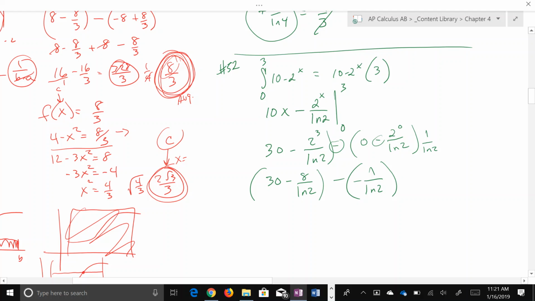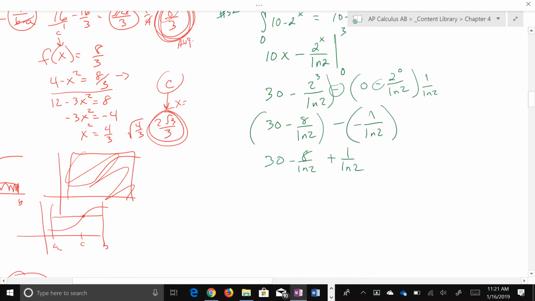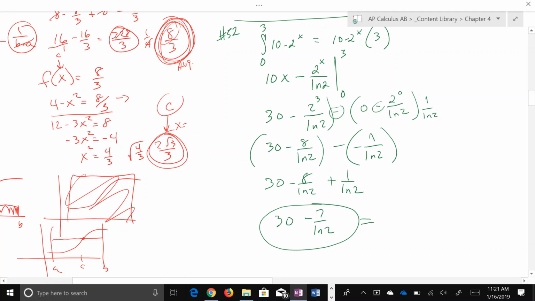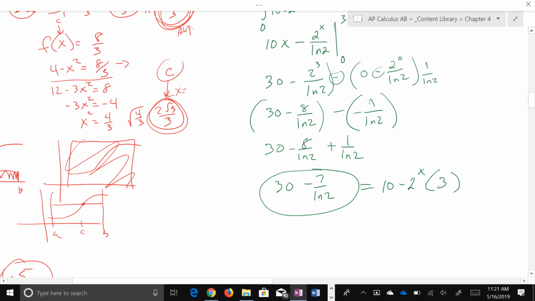All right, so this is 30 minus 8 over ln of 2 plus 1 over ln of 2. So if I have, think of it as I have 1 of them, take away 8 of them, that gives me negative 7 of them. All right, so that's just the integral part. Set it equal to 10 minus 2 to the x times 3. Okay? All right, well, I can kind of times everything by 3. So this is 30 minus 3. Do not do 6 to the x. Okay, it does not work.